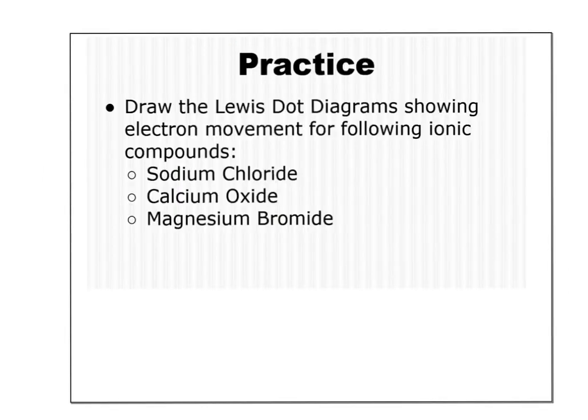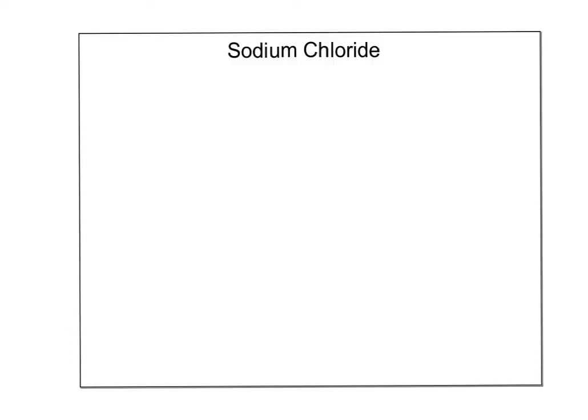Okay, so for ionic Lewis structures, we are going to show electron movement, so the transfer, and then we are going to do a final structure as well. So I'll do the first one, or the first couple with you guys. The first one is sodium chloride. So we know we're going to have sodium and chlorine.